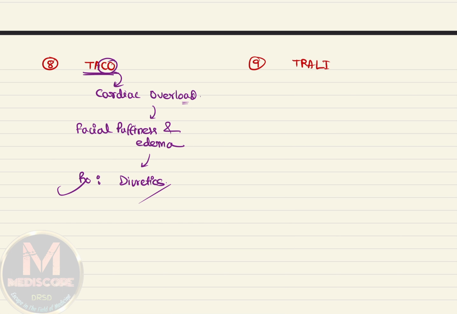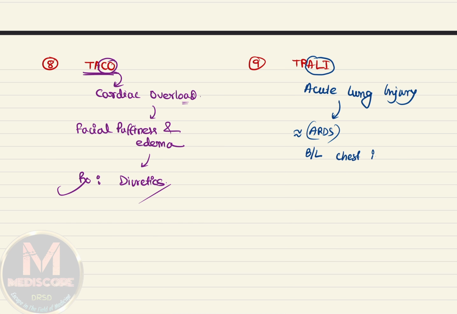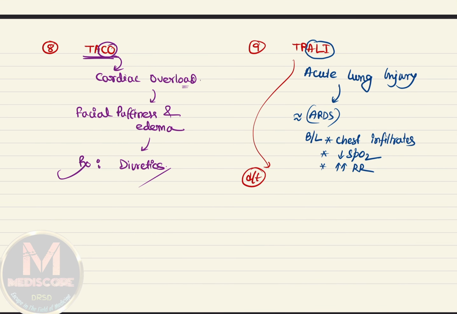TRALI is transfusion related acute lung injury. What is TRALI? That is acute lung injury. Here the patient's presentation is actually kind of ARDS, acute respiratory distress syndrome. Bilateral chest infiltrates are present on X-ray. There will be decreased saturation and increased respiratory rate. Now remember, this TRALI is because of the presence of anti-HLA antibodies. This was a question asked. TRALI should be treated as early as possible, because good recovery is only possible if it is treated early.